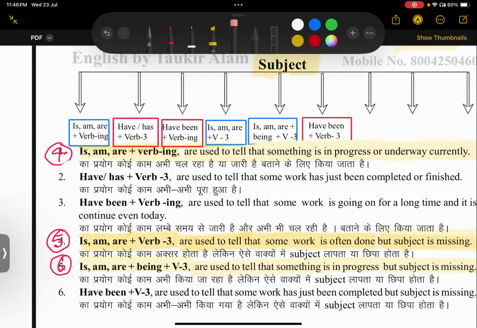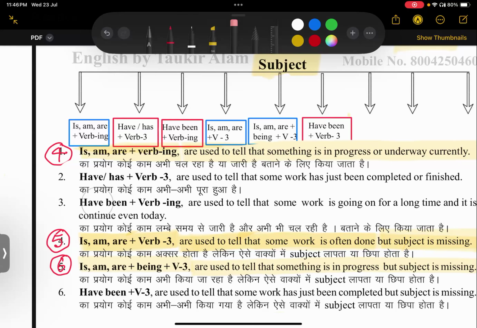So whenever you want to say that you have done something recently, you will use I have, you have plus verb in third form. These kinds of sentences are called present perfect tense. Perfect. As the name suggests, perfect. नाम से ही जाहिर है ये काम हो चुका है. Good.